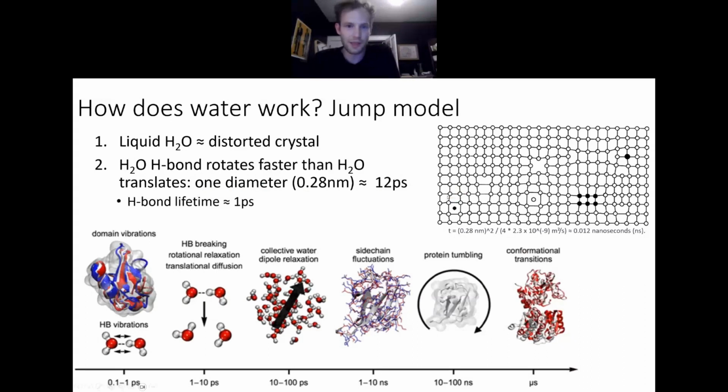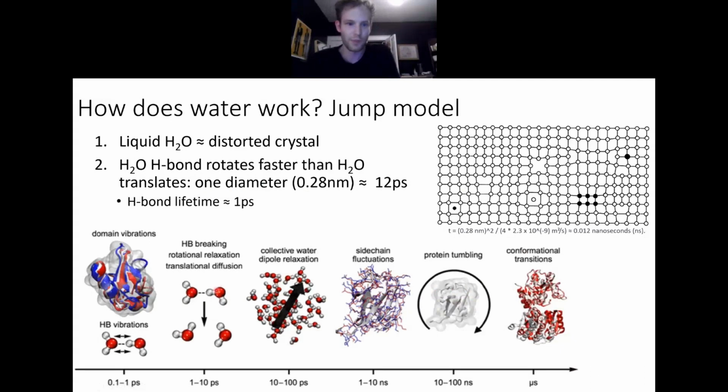And this time is everything. In me talking to you, we might measure this conversation or the words I'm saying in seconds. We might measure my heartbeat in hundreds of milliseconds or tens of milliseconds. Protein conformations are through microseconds. If an enzyme or large protein motions would take microseconds, protein tumbling would take 10 to 100 nanoseconds. Side chain fluctuations would be on the order of a nanosecond. And then large water motions take around 10 picoseconds.